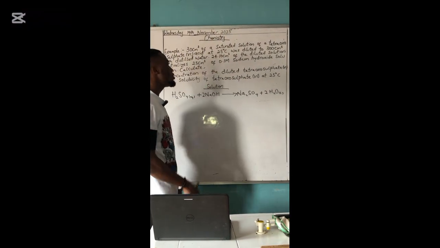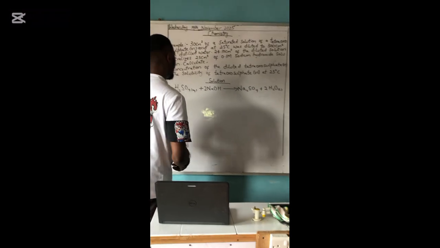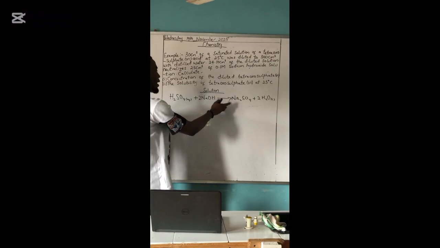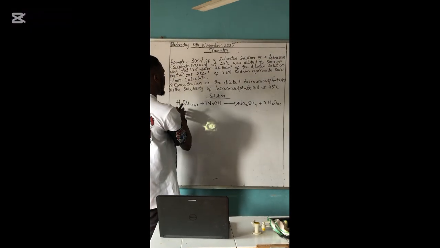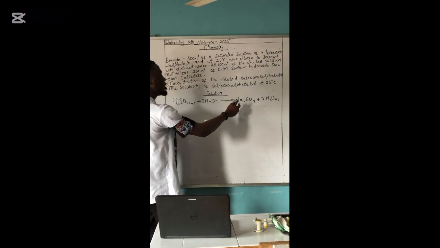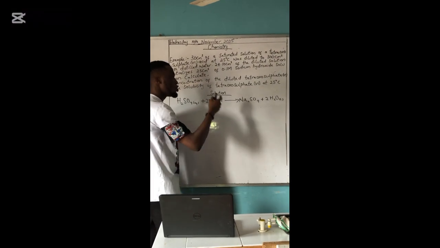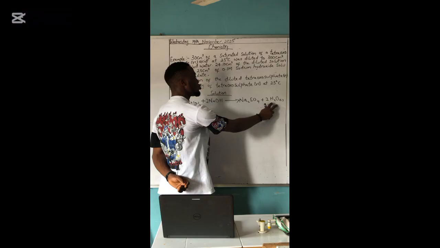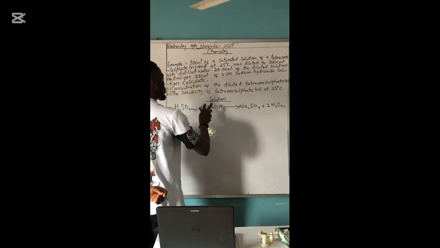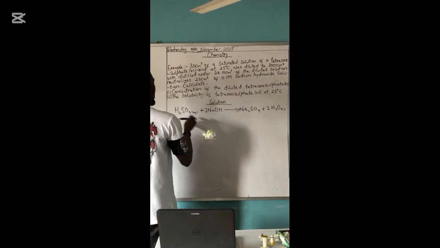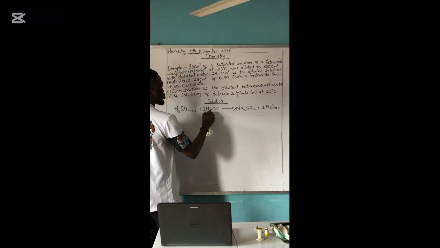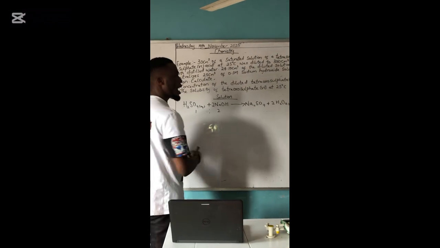So the first thing we need to do here is to write out the equation of the reaction. The reaction is taking place between hydrogen tetraoxosulfate VI acid and sodium hydroxide. Balancing the equation, H2SO4 plus 2NaOH gives us Na2SO4 and 2H2O, which is 2 molecules of water. So the ratio between the acid to the base is 1:2.